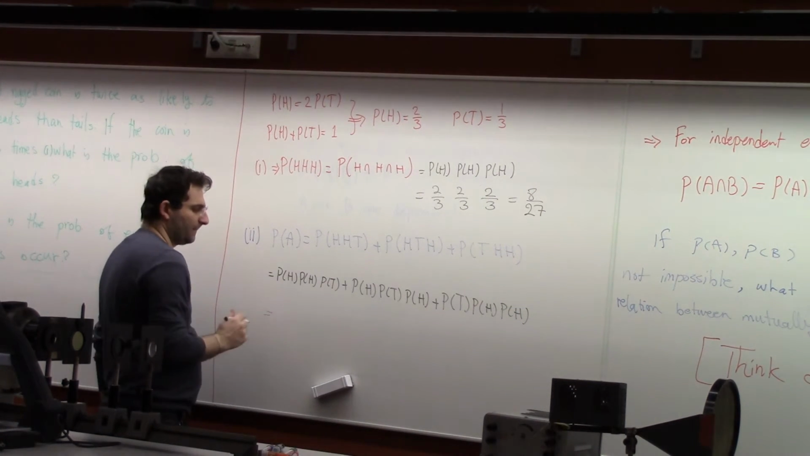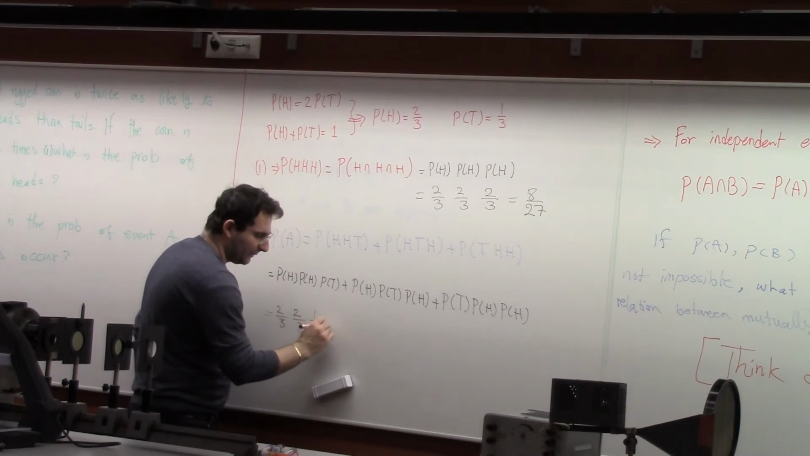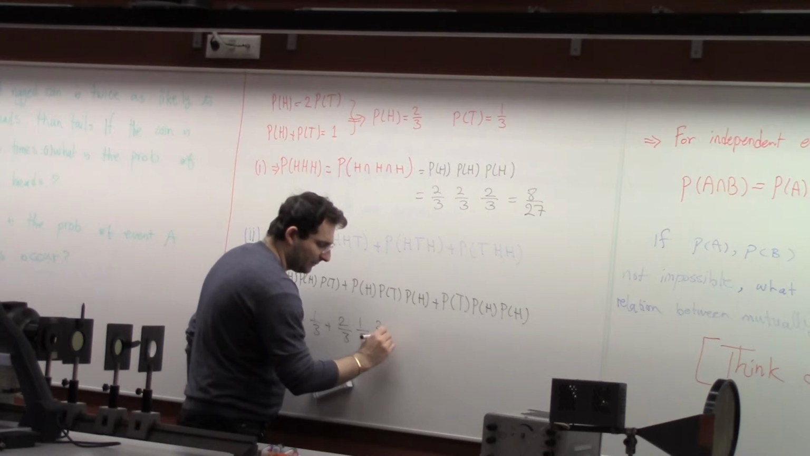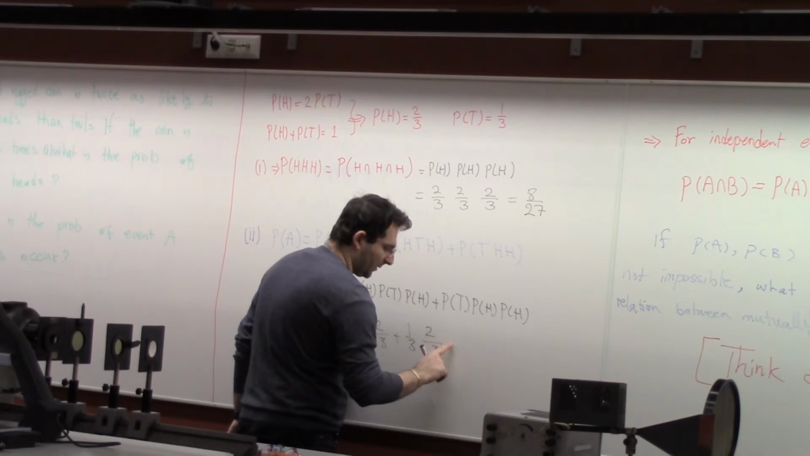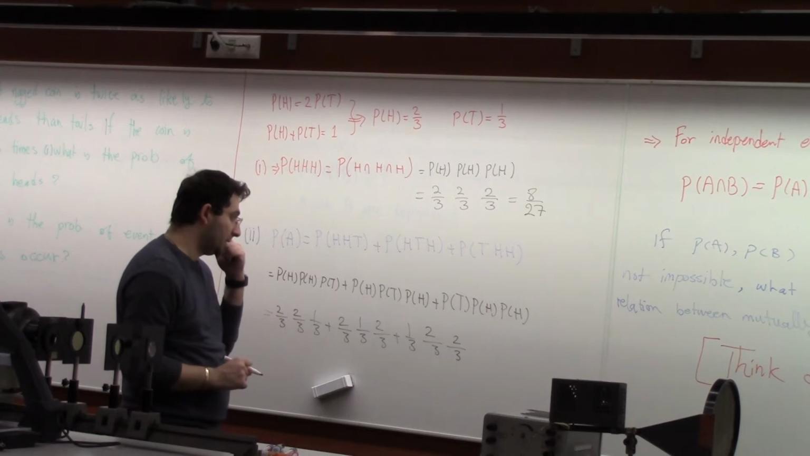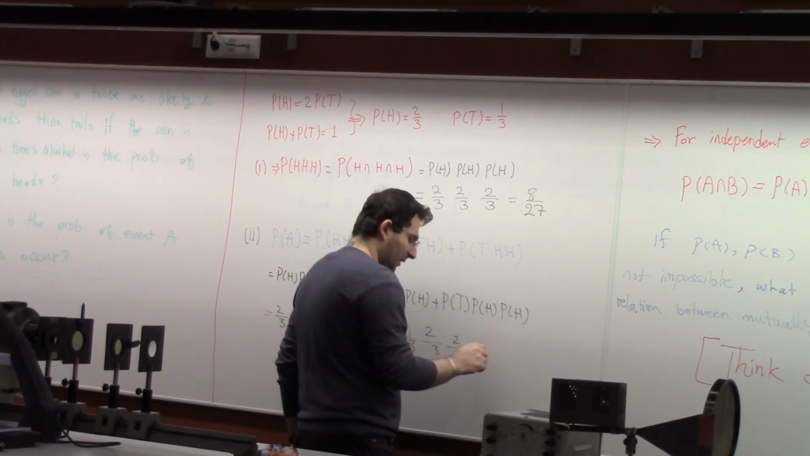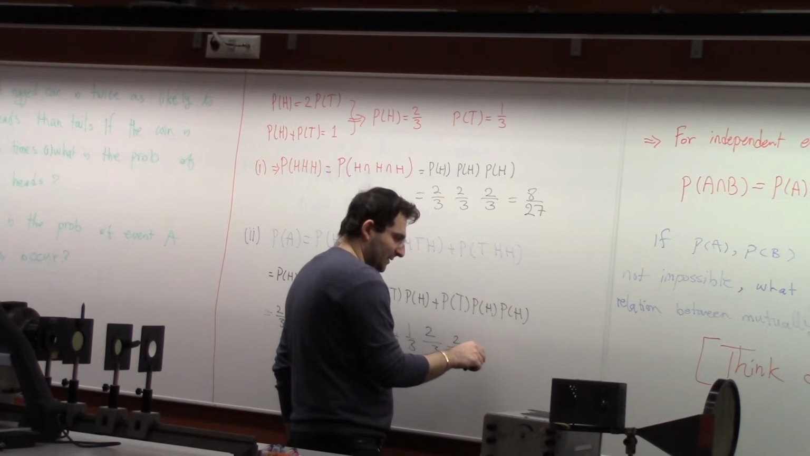which is 2 over 3 multiplied by 2 over 3, multiplied by 1 over 3. Plus 2 over 3, multiplied by 1 over 3, multiplied by 2 over 3. Plus 1 over 3, multiplied by 2 over 3, multiplied by 2 over 3. So it's 4 over 27 multiplied by 3, and it is 12 divided by 27, which is 4 over 9.